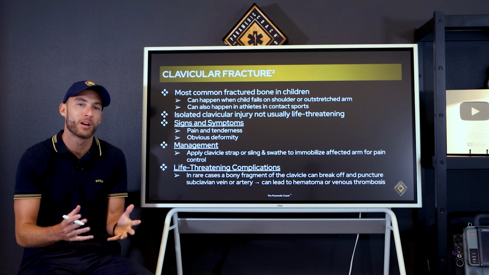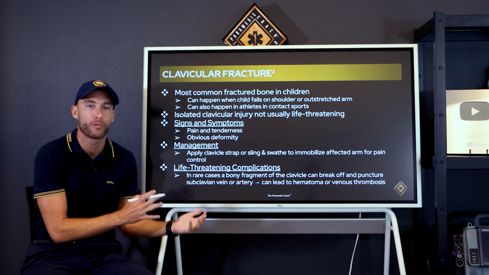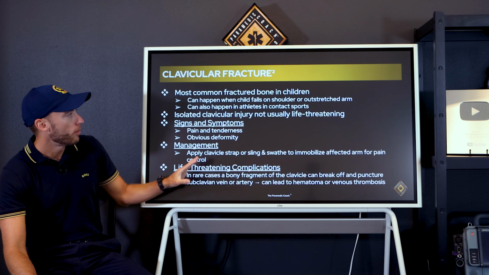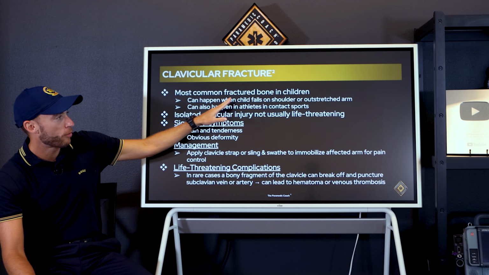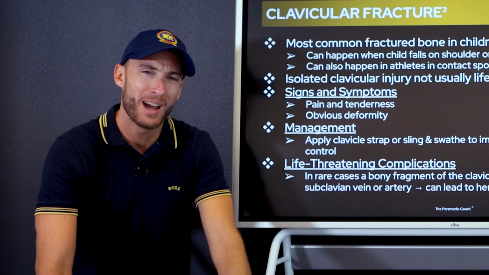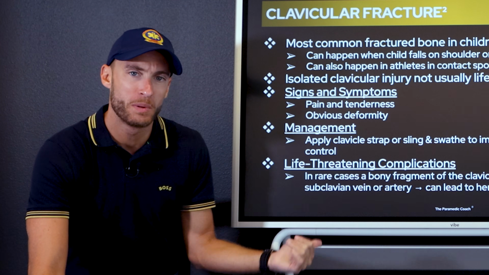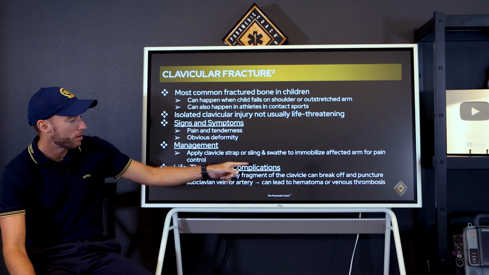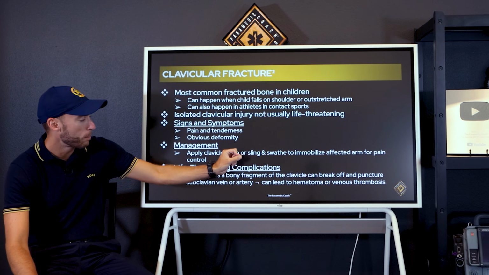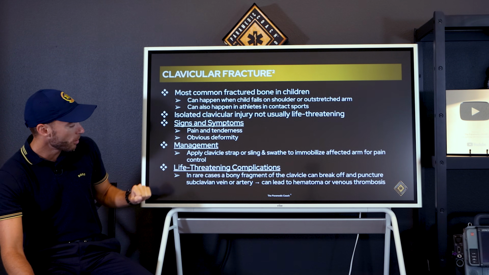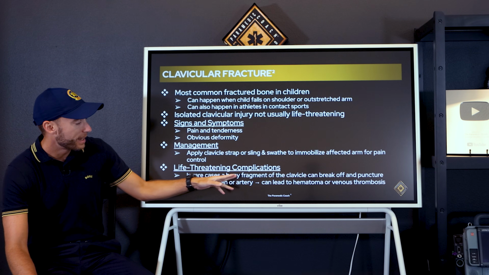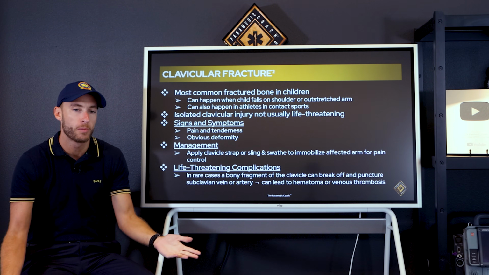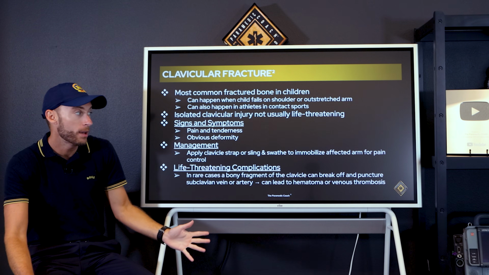Now, let's talk about a life-threatening condition with a clavicle fracture. It's very rare, but I'm going to bring it up to you. Let's say we see somebody with an isolated clavicle fracture, but they're hypotensive. Could this be going on? In rare cases, a bony fragment of the clavicle can break off and puncture our subclavian vein or artery and can lead to a hematoma or venous thrombosis. Essentially, we have internal bleeding, or bleeding that we can see.